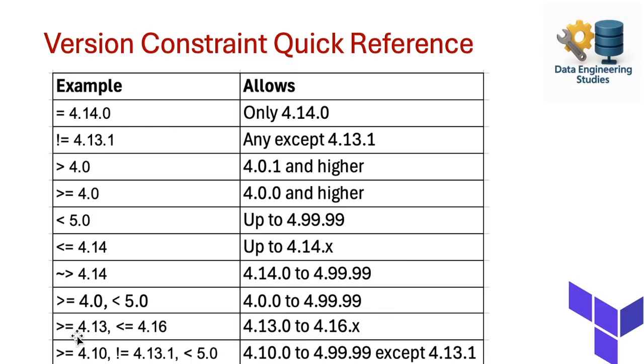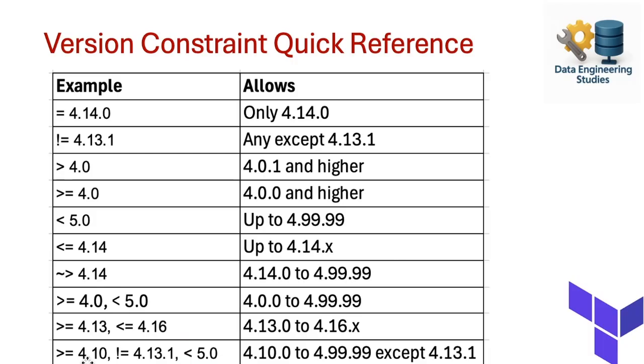The next is a complex one. If you specify greater than or equal to 4.10, comma, not equal to 4.13.1, comma, less than 5.0, this means give me anything from 4.10.0 to 4.99.99, but skip the version 4.13.1 because it has known issues. Understanding these constraints helps you balance stability with getting important updates. Choose the right constraints for your needs.